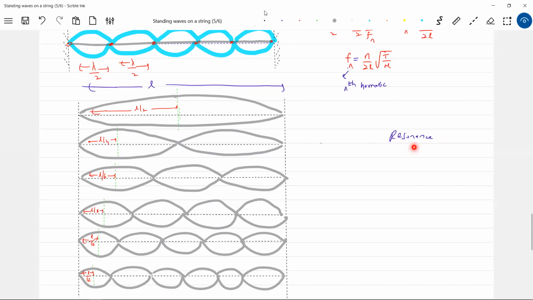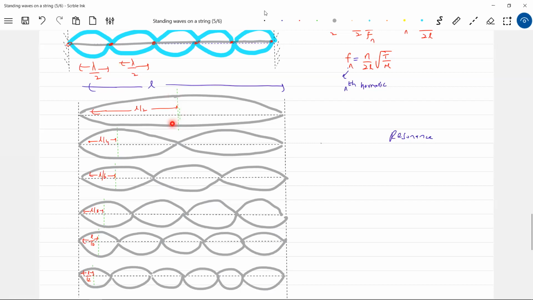Sir, what is a resonance? Resonance means where the energy you supply will be accepted by the wire. That's called a resonant frequency. Now, who is the source? Myself. The guitarist who strikes the wire is the source. He is going to supply energy.